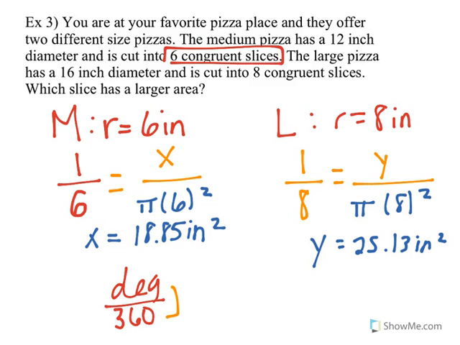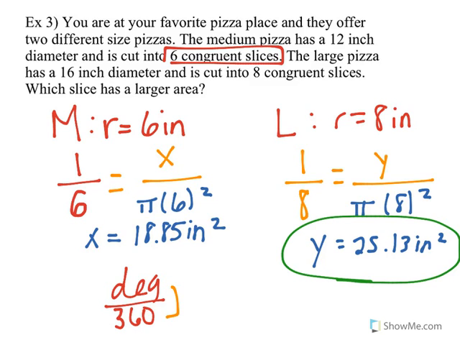So which slice has the larger area? The slice that has the larger area is going to be my large pizza. And this makes a little bit more sense, but remember we're cutting them into different numbers of slices. So whenever you do these formulas, the entire time I've been saying part over whole, part over whole.